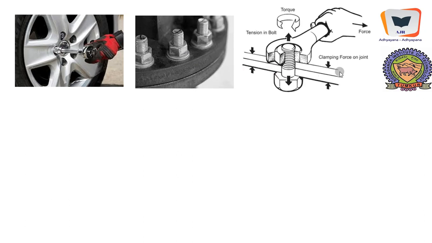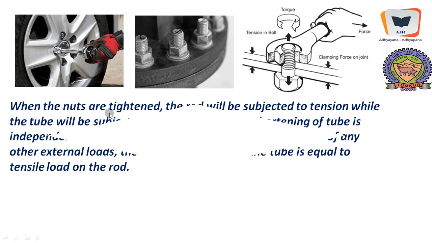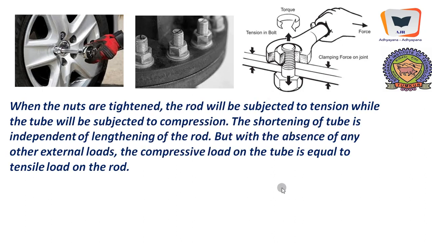And here again we can see there are two components which are clamped together by a clamping force owing to rotation of the nut. The nut will be rotated, force will be applied through our arm, and it presents some kind of a torque, and this stud will go for tension. When the nuts are tightened, the rod will be subjected to tension while the tube will be subjected to compression. The shortening of the tube is independent of the lengthening of the rod. See, here is the magic, and here is the gist of the idea.